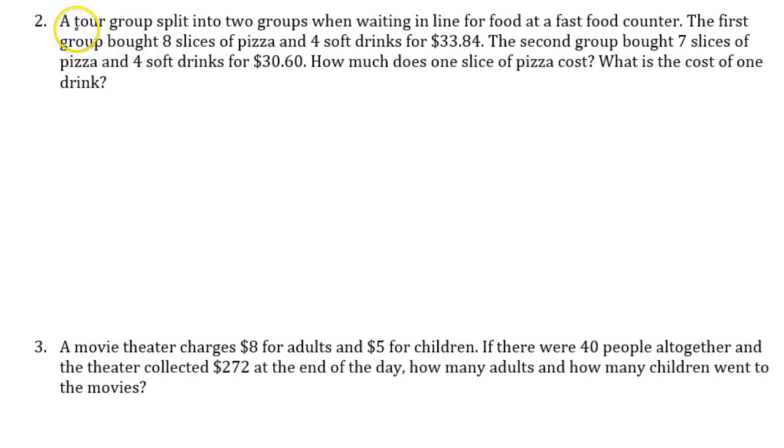All right, next problem. A tour group split into 2 groups when waiting in line for food at a fast food counter. The first group bought 8 slices of pizza and 4 soft drinks for $33.84. The second group bought 7 slices of pizza and 4 soft drinks for $30.60. How much does 1 slice of pizza cost? What is the cost of 1 drink?